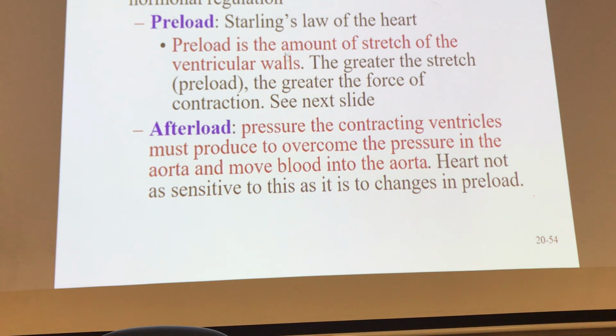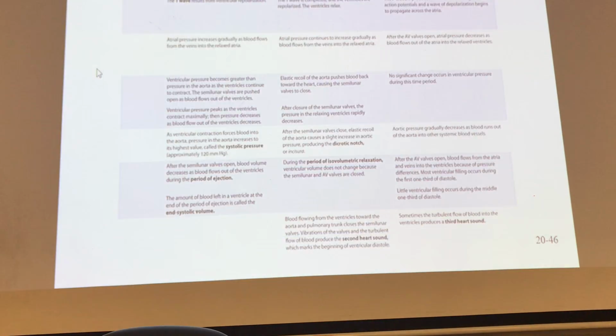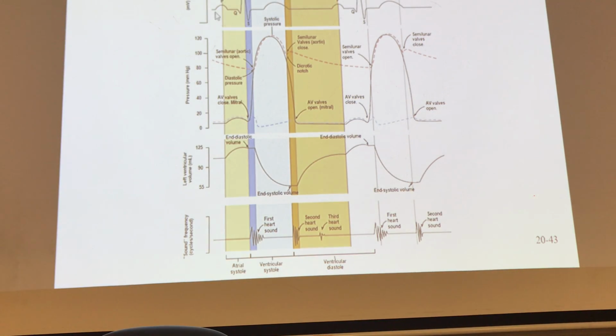Now, increased preload is a good sign. Increased afterload is a bad sign. Afterload is the pressure the contracting ventricles must produce to overcome the pressure in the aorta and therefore move blood into the aorta. That's the amount of blood resting on top of the aorta. So I always give this, I'm gonna come back here. So let's take a look at this right here.